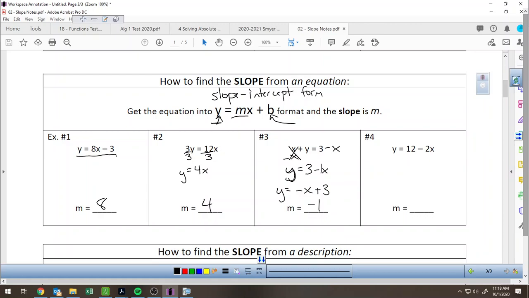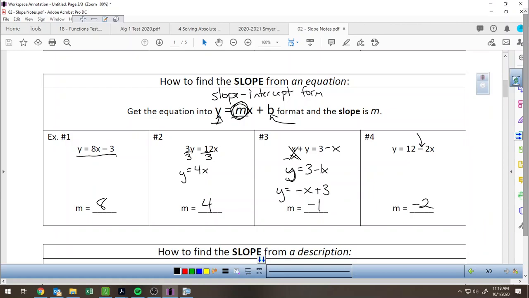How about number 4 here? Negative 2. We got to start looking at those signs as more than just subtraction and also a negative sign. That's the easiest one in my eyes. There's not much math except for getting the y by itself. All you got to do is figure out what is the coefficient directly in front of the x, and that is your m value. Okay?